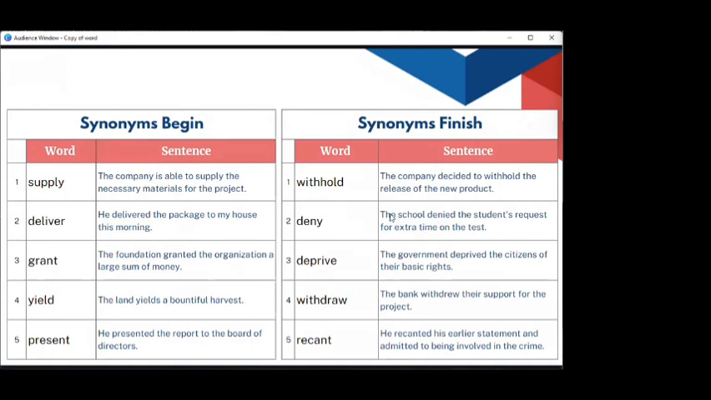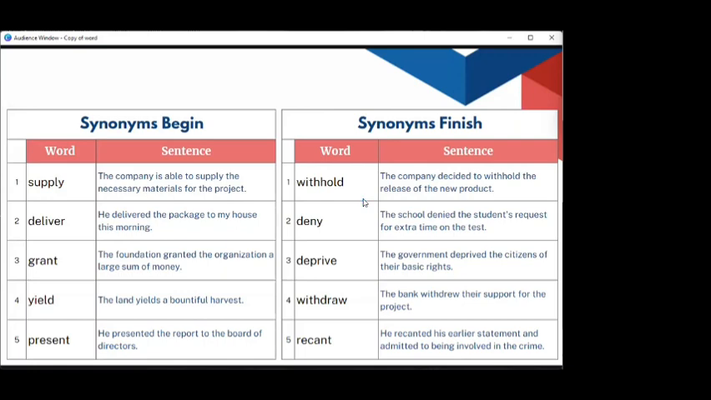The company is able to supply the necessary materials for the project. Deliver. He delivered the package to my house this morning. Grant. The foundation granted the organization a large sum of money. Yield is to get something out of some other thing. So the land yields a bountiful harvest. Yield is also used in terms of farming, something that can be taken out of, let's say, land, or in general from a substance. Number 5, present. He presented the report to the board of directors.